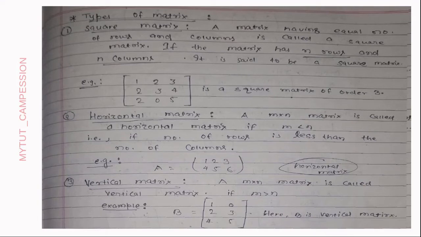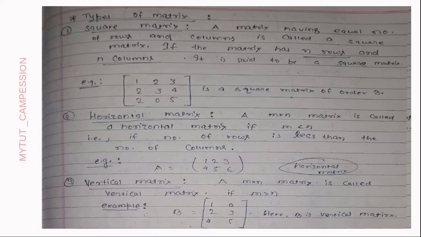Okay, a square matrix is a matrix which has an equal number of rows and columns. If the matrix has n rows and n columns, it is said to be a square matrix. That means the number of rows is equal to the number of columns.